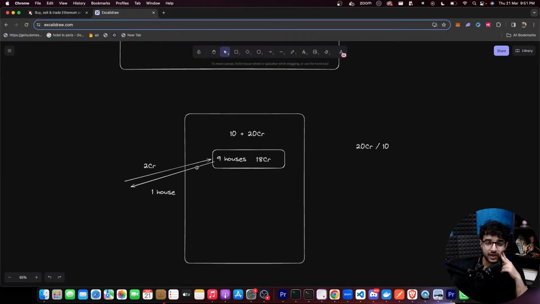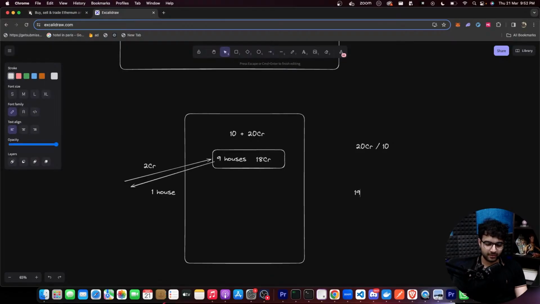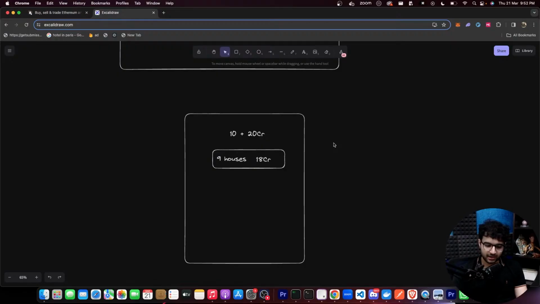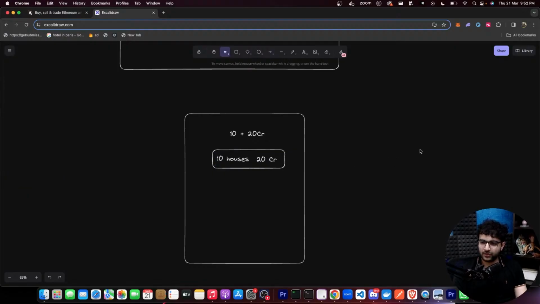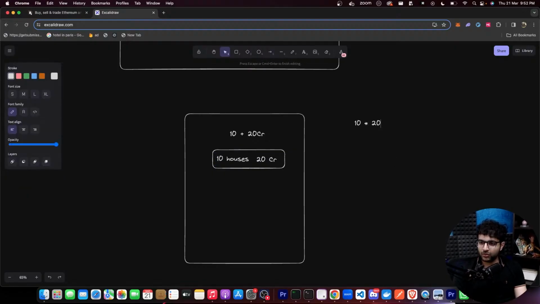Now, if someone comes and tries to buy, how much will a house be? Will it still be 2 CR? It probably will be, right? 18 divided by 9, what am I doing wrong? Oh, constant product. My bad. No, that won't be the price of a house. The price of a house will be based on 10 houses into 20 CR equal to constant, which is going to be 200.